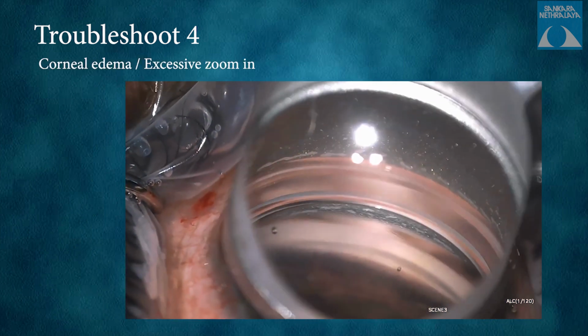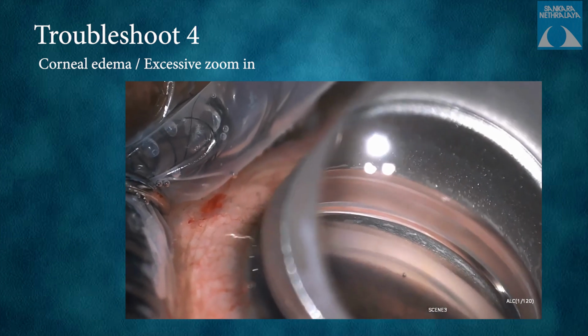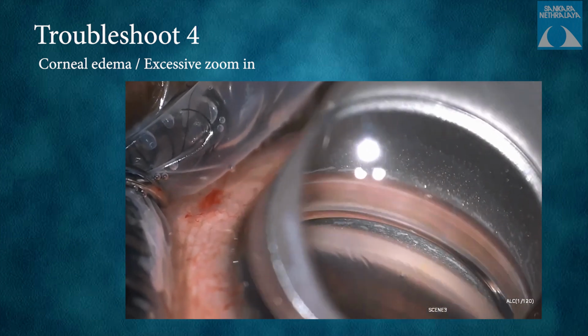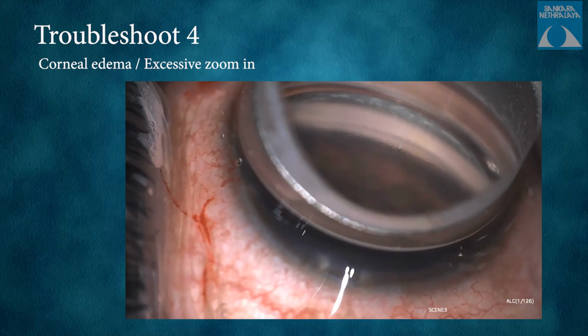Sometimes the view can become hazy due to corneal edema, secondary to cataract surgery, as you can see in this video. Also, if one magnifies excessively, the view can get hazy, so one needs to adjust the magnification accordingly.